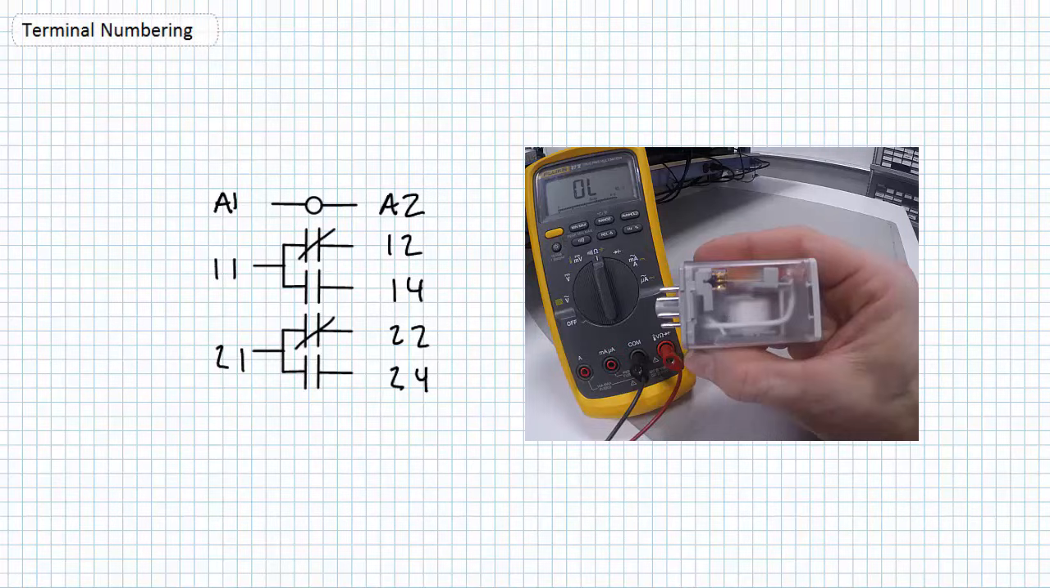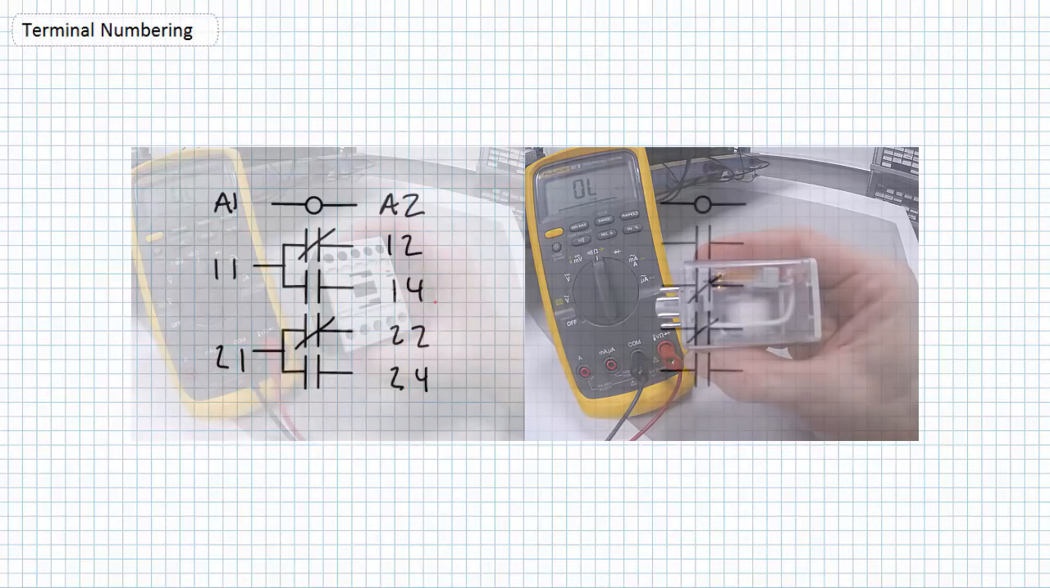A second digit of 1 indicates that it is the common servicing both sides of the transfer switch. A second digit of 2 indicates that it is the normally closed side of the transfer switch. A second digit of 4 indicates that it is the normally open side of the transfer switch. When the coil of this relay is energized, the normally closed side opens and the normally open side closes.